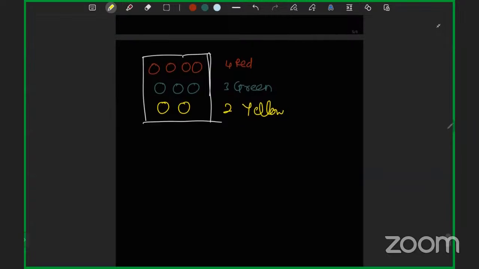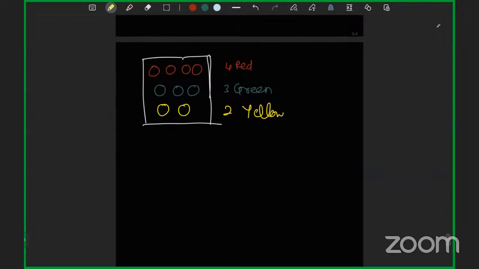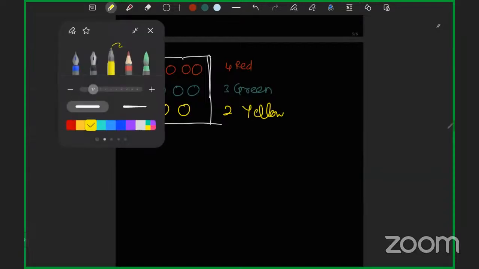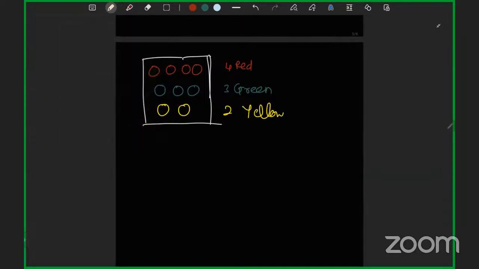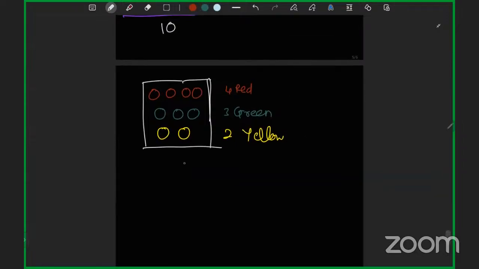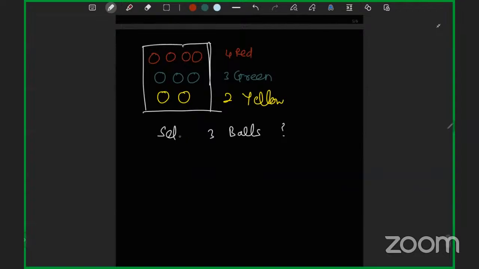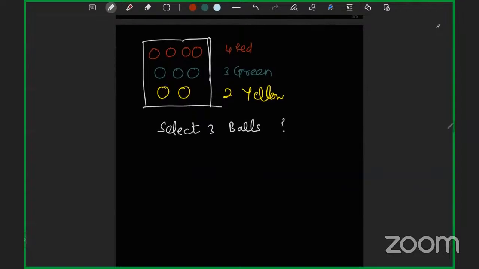And what I need to do is select any three balls. Okay? How many ways can I do it? Just the selection. So in selection, it doesn't matter which color is there. We will just count how many balls are there. The question is how to select three balls. Okay, this is the question. So how many total are there?